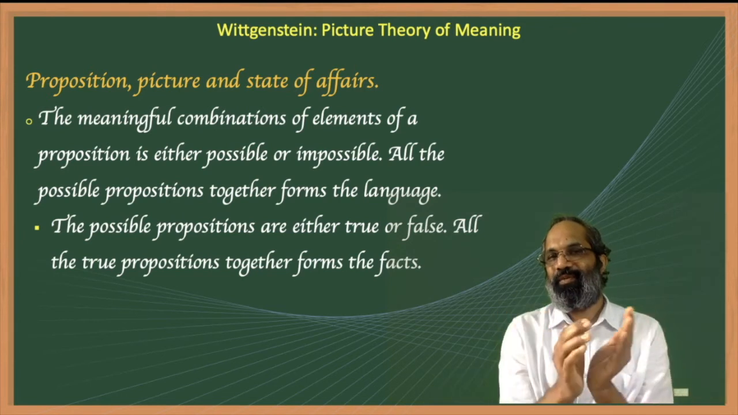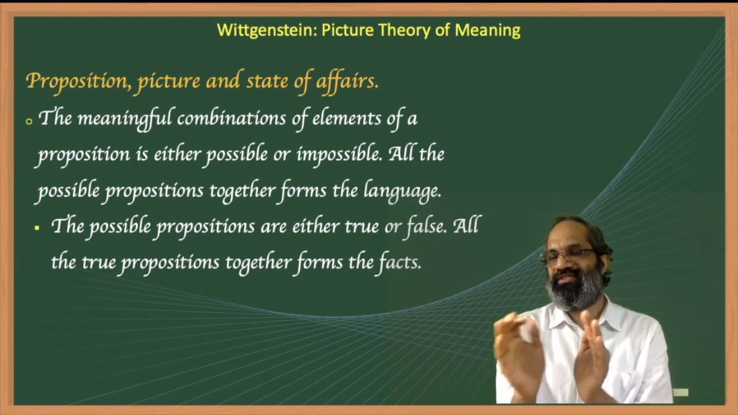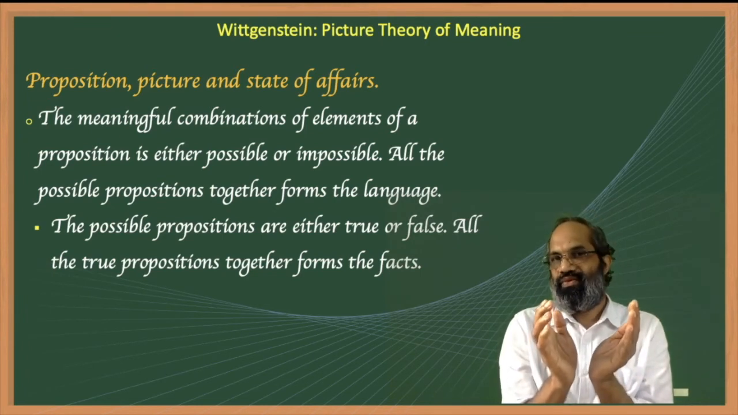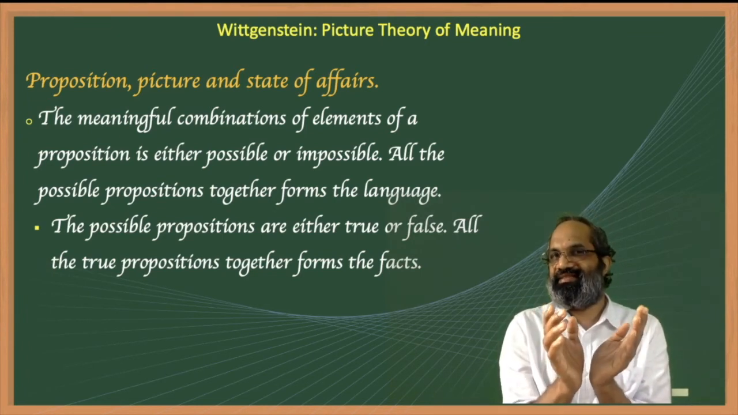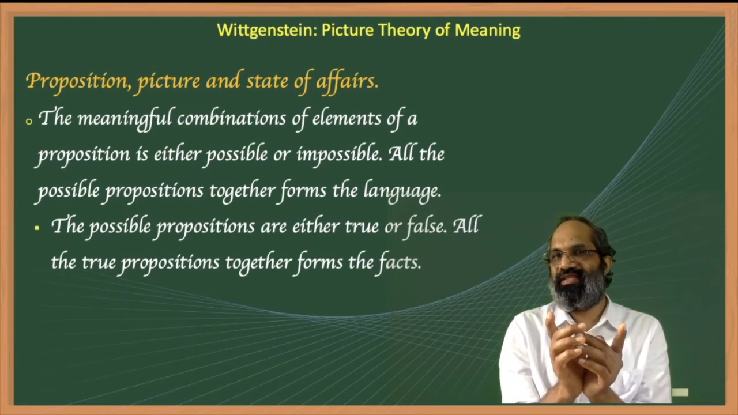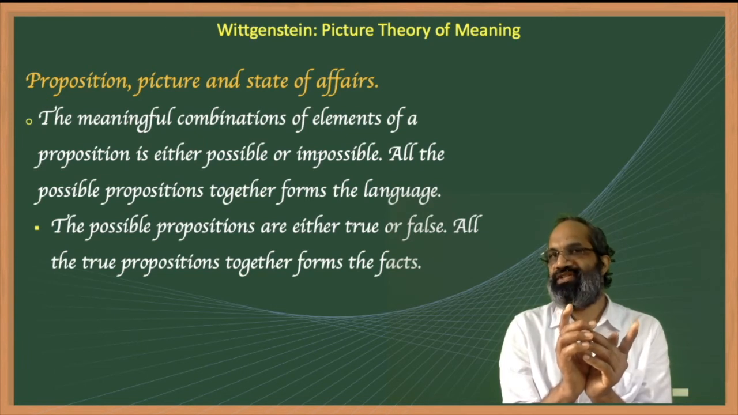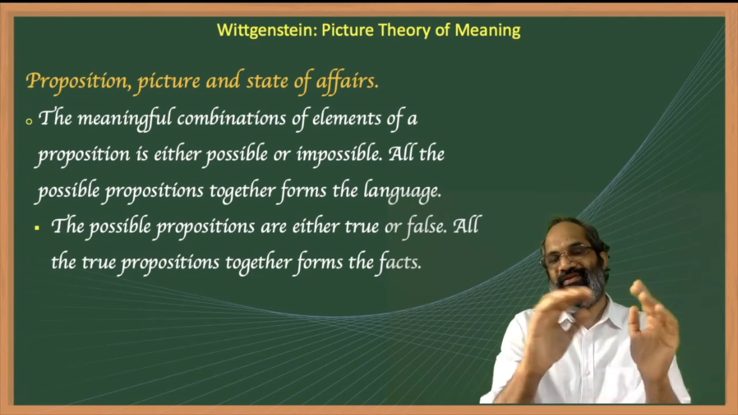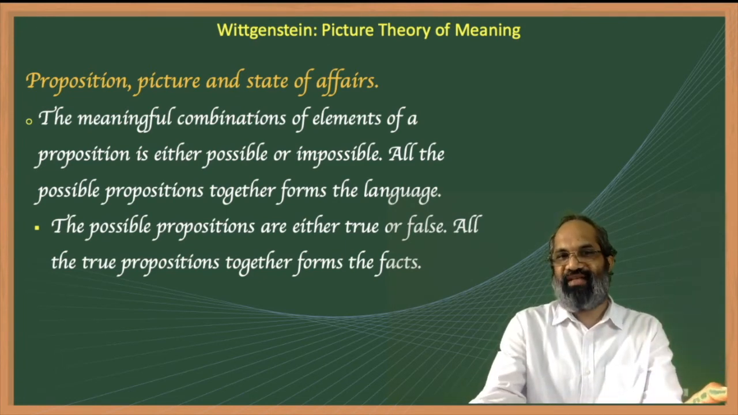So all the true propositions, they are either true or false. Propositions are either true or false. All the true ones become facts. Three statements are true among the four: that is about the board, the furniture, and also "there is no elephant in the class" is true. But "all students are girls" is false. So all the true ones together make the facts.